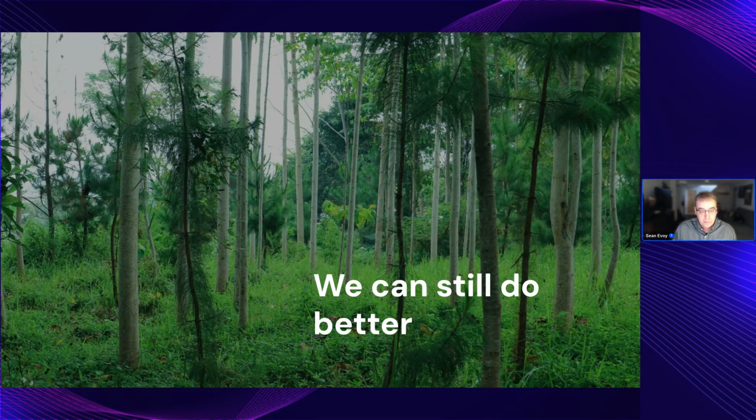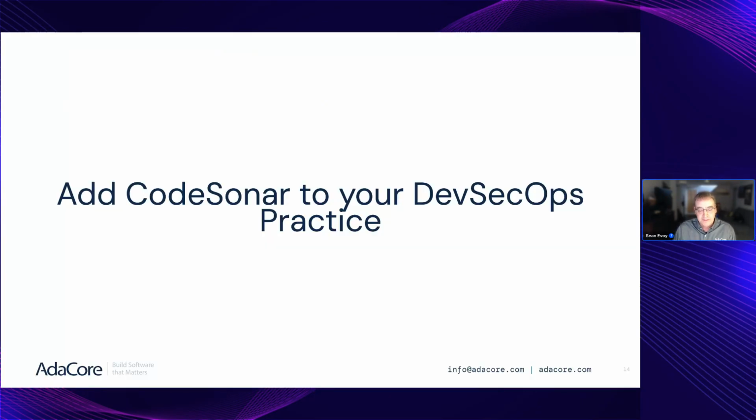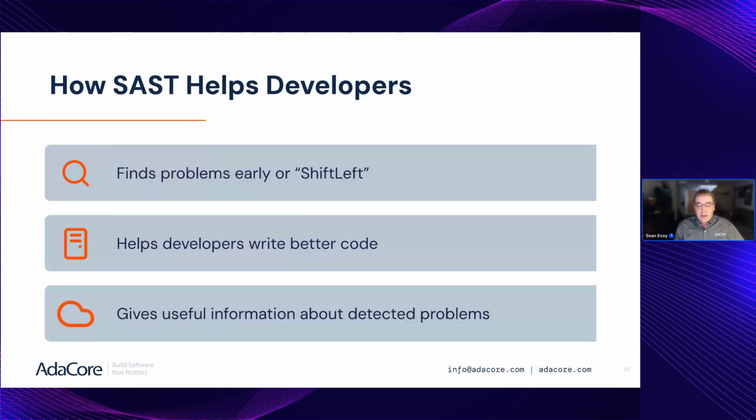So let's make sure that we are adding static code analysis. And hey, I'm the CodeSonar PM, so I'm going to try to convince you to use CodeSonar in your DevSecOps practice. So we've already talked about how finding problems early is good. It shifts the cost and the burden of addressing them to the left on your time x-axis. Helps you write better code. Talked a little bit about that in the previous slide as well. This is great because we want to fail forward and deal with problems as they come up.